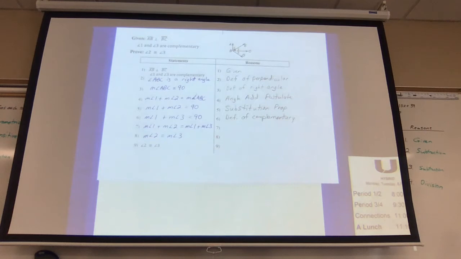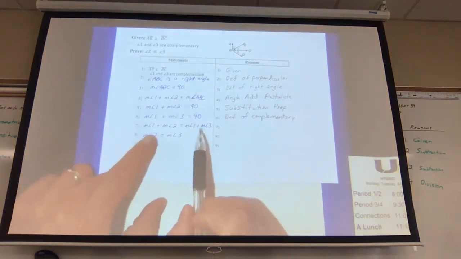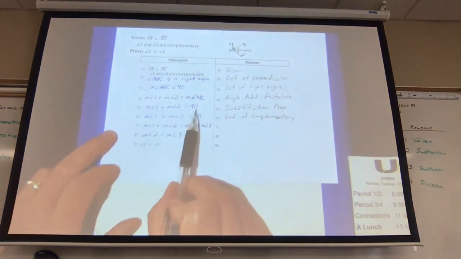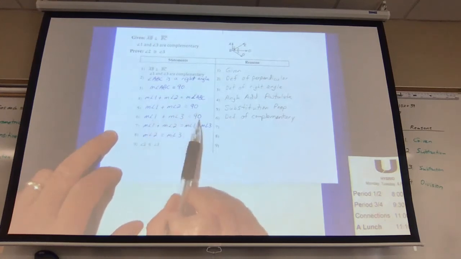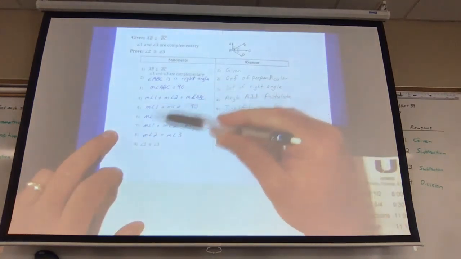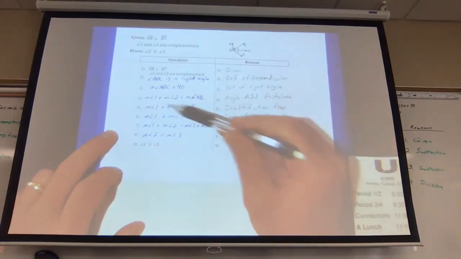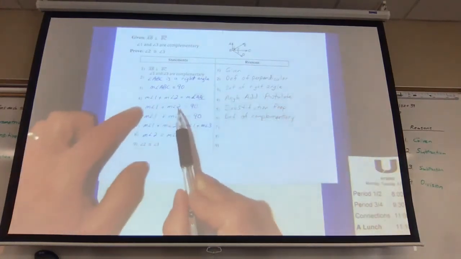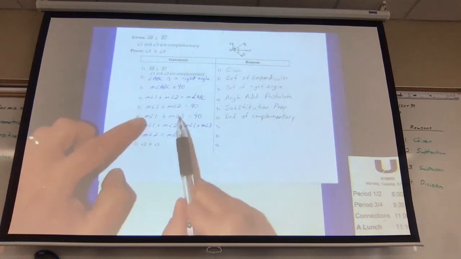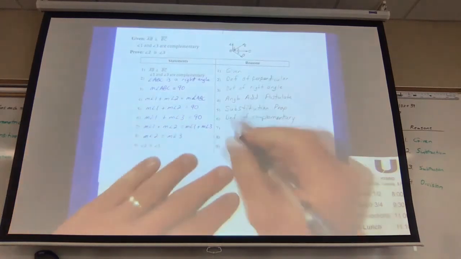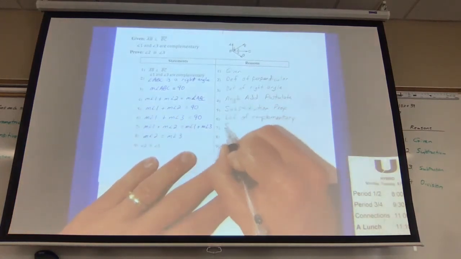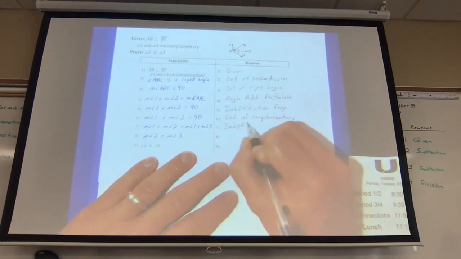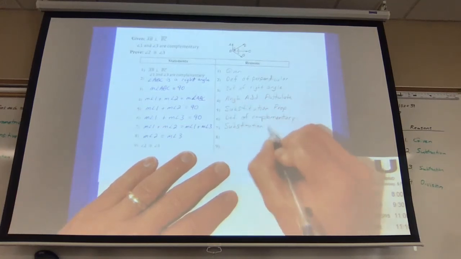And now step 7, we take the previous 2 steps and put them together. Angle 1 plus angle 2 equals 90, and angle 1 plus angle 3 equals 90. Since both of these things on the left are equal to 90, we can set the things on the left equal to each other. So angle 1 plus angle 2 will equal angle 1 plus angle 3. That right there is substitution. Again, we're taking one thing out, putting something else in for it.